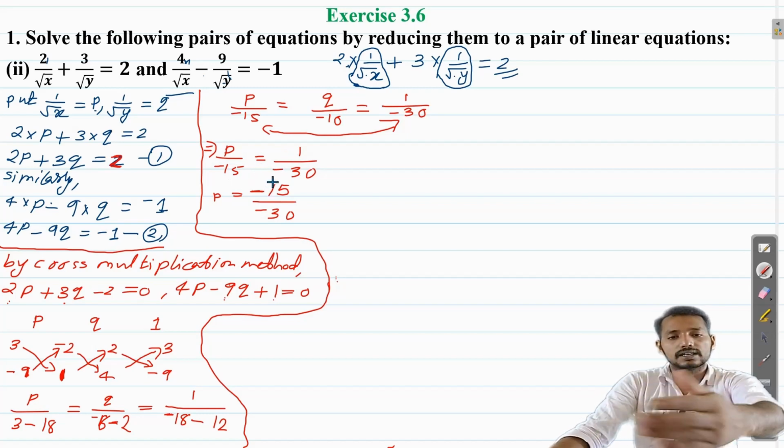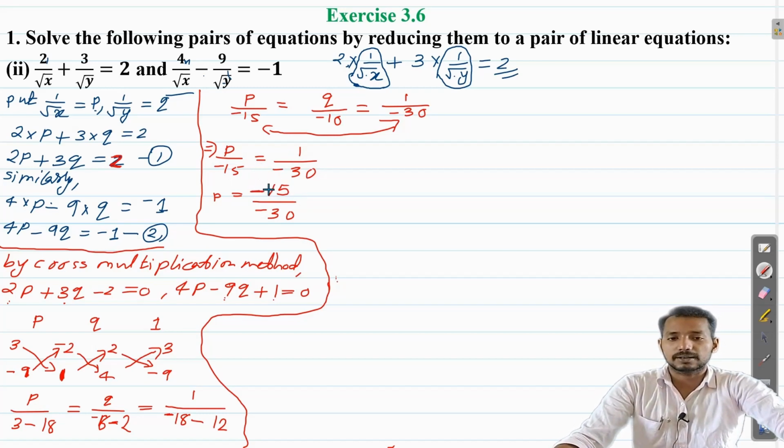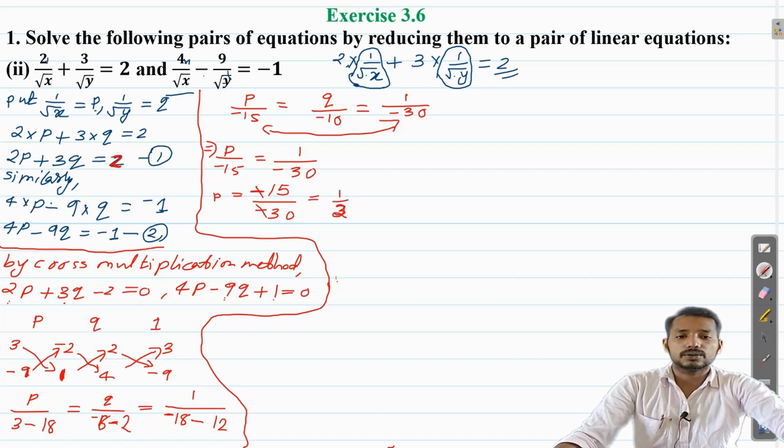So the addition and subtraction signs should not be changed. Okay, now minus minus cancelled, which is equal to 15 divided by 30, that is 1 by 2. So now 1 by 2, not 1 by 3, 1 by 2. Now comparing these two terms, the second and third terms, for getting the value of Q. So what will we get?